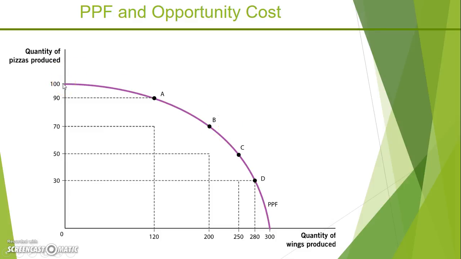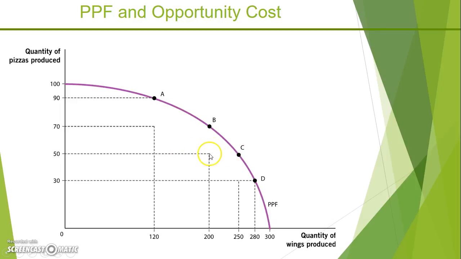On the other hand, if we make nothing but wings, we'll make 0 pizzas, but we can make 300 wings, which we know because that's where the production possibilities frontier crosses the wings axis. We also could make several combinations of the two. We could make, here at point D, 30 pizzas and 280 wings, or we could make 70 pizzas and 200 wings at point B, or we could make point A or point C.